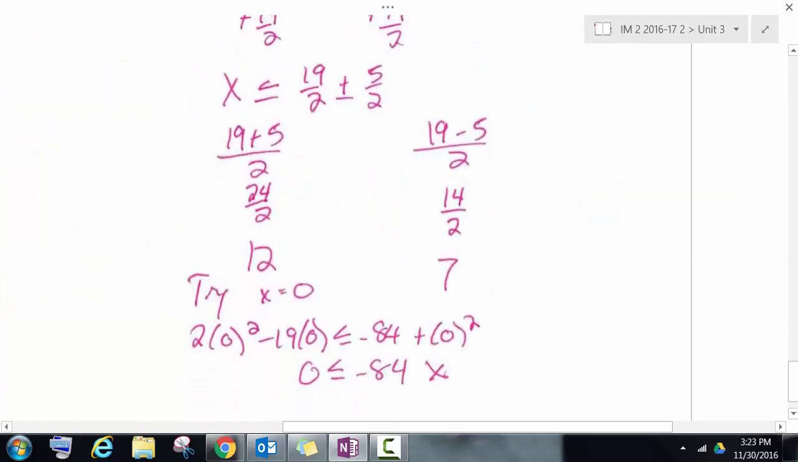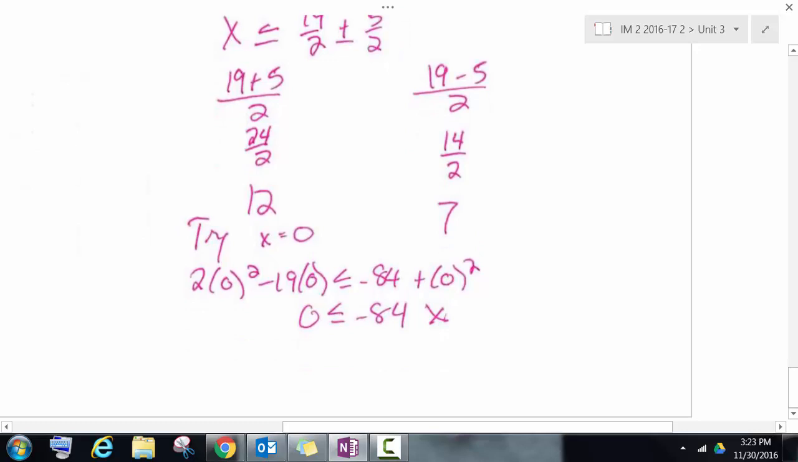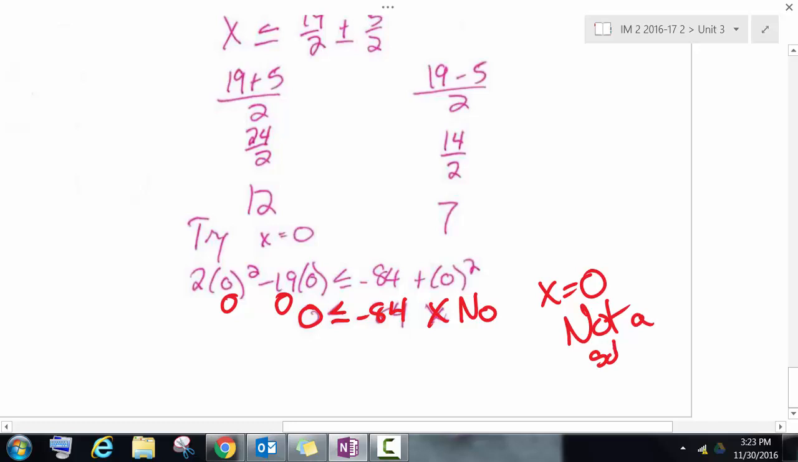And then again, I try a number, and the easiest number is 0. So I plug in 0 to the original inequality. 2 times 0 squared minus 19 times 0 is less than or equal to negative 84 plus 0 squared. Well, this whole left side equals 0, this equals 0, and 0 minus 0 is 0. Over here, 0 squared is 0, and I have negative 84. Is 0 less than or equal to negative 84? Of course not. So x equals 0 is not a solution. So wherever x equals 0 is, those are not answers.